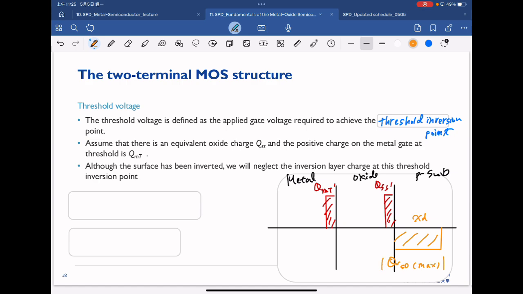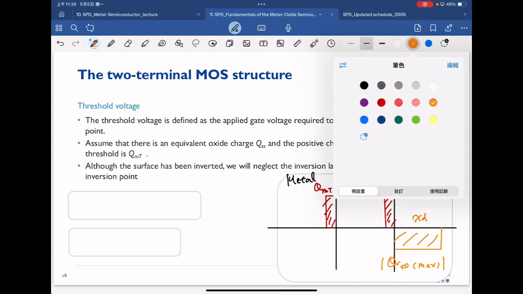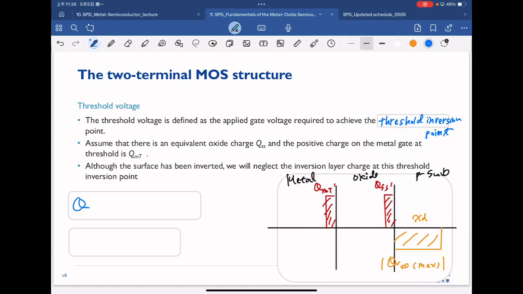Because now we consider the threshold point, that means first the depletion width will reach the maximum. Once it reaches the maximum, then all of the charge will become inverted in the channel. So that's why we consider this condition as Q_SD at the maximum. So therefore, Q_MT prime plus the Q_SS prime should be equal to this condition.